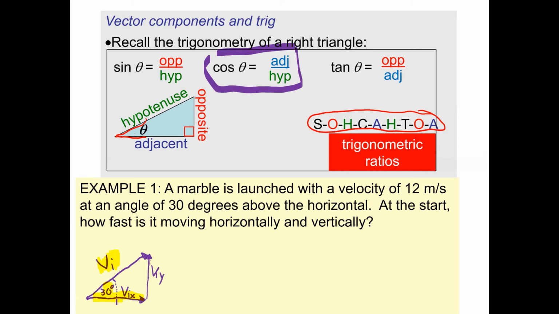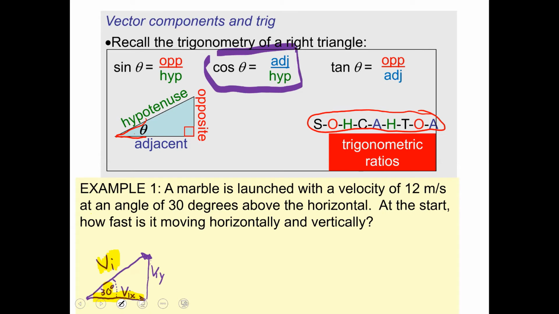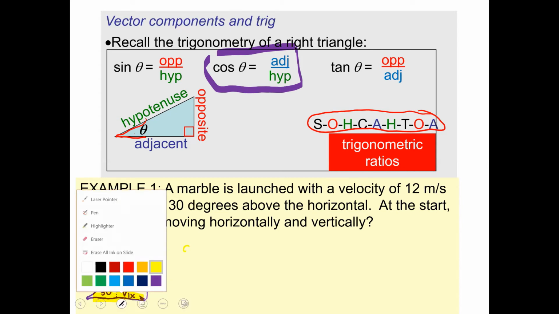And so let me just make sure I get this right here. Hold on. Come on. There we go. Come on up. I want the pen back. There we go. Awesome. This is kind of funny. I got to change the color.